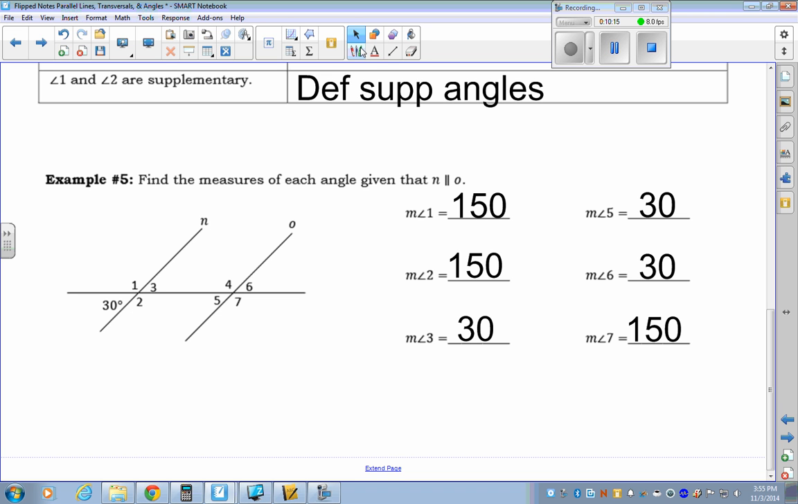And if you notice, we get kind of this checkerboard pattern where all of our congruent angles are opposite to one another. So whenever two lines are parallel and cut by a transversal, we can find out the measurement of all of the angles simply by knowing one.